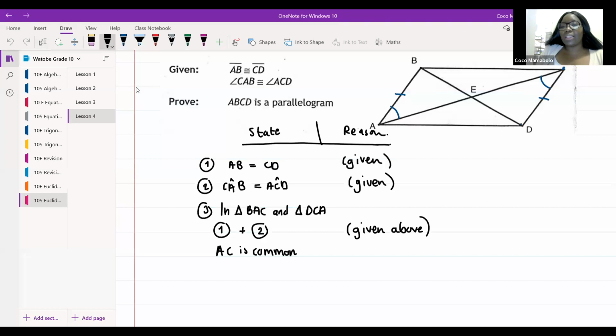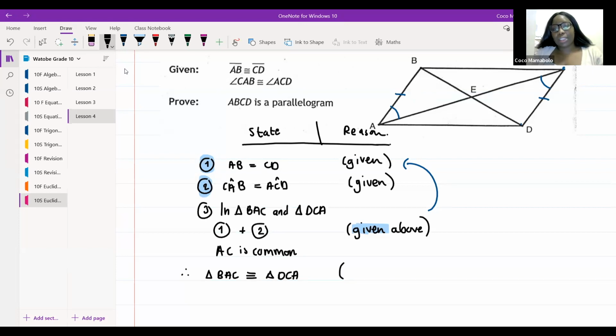Now we know that AC is common. Why did I write 1 plus 2? I'm taking the fact that statement 1 and statement 2 are given above. They are given above. Now I have 3 reasons why I can say that triangle BAC and triangle BCA are congruent. I can therefore say that triangle BAC is congruent to triangle BA. That's why I'm using that above. Can you follow? I hope that makes sense.